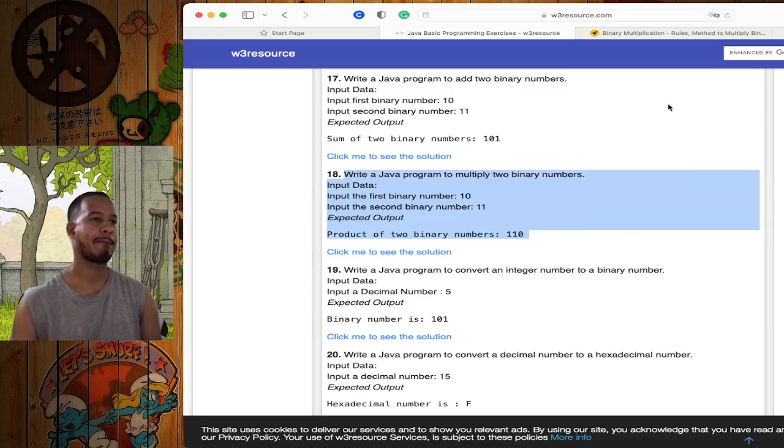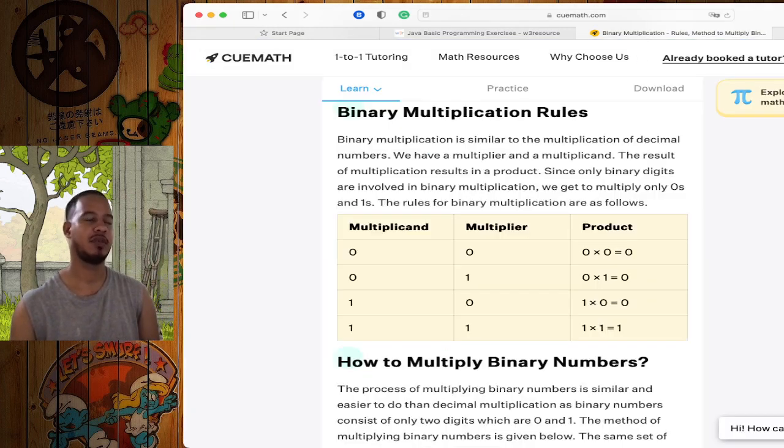Now, I looked up how to multiply binary numbers. Here are the binary multiplication rules. Binary multiplication is similar to the multiplication of decimal numbers. We have a multiplier and a multiplicand. The result of multiplication is a product. Since only binary digits are involved in binary multiplication, we multiply only zeros and ones. The rules for binary multiplication are as follows.